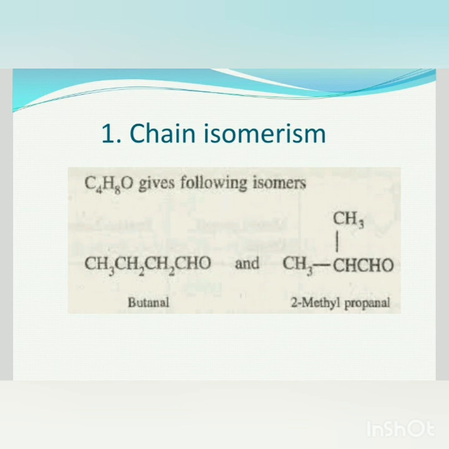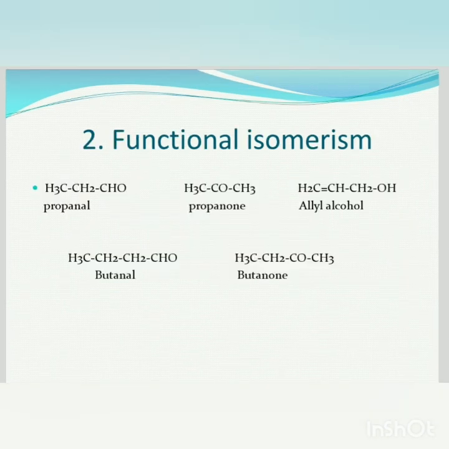The second type of isomerism is functional group isomerism. So what is functional group isomerism? The definition of functional group isomerism is the compounds having the same molecular formula but differing in their functional group, known as functional group isomers, and the phenomenon is known as functional group isomerism. The compounds having the same molecular formula but differing in their functional group are known as functional group isomers.